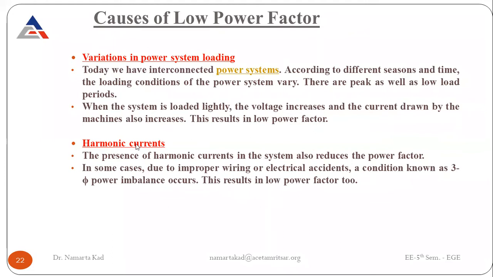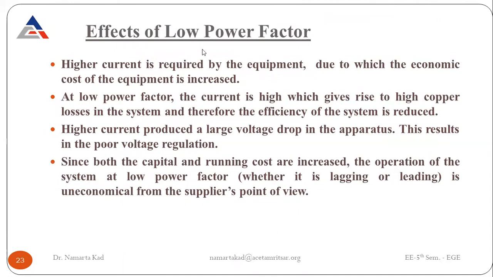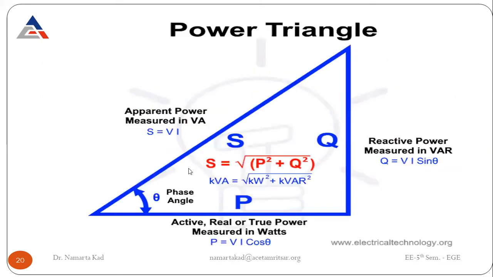Okay, so these are some of the main causes. And next, now, what are the effects of low power factor? If the power factor is low, higher current is required by the equipment, because we know that the equation for the power is P = VI cos θ. And if cos θ is decreased, as you see here in the power triangle, this is the formula for the active power.